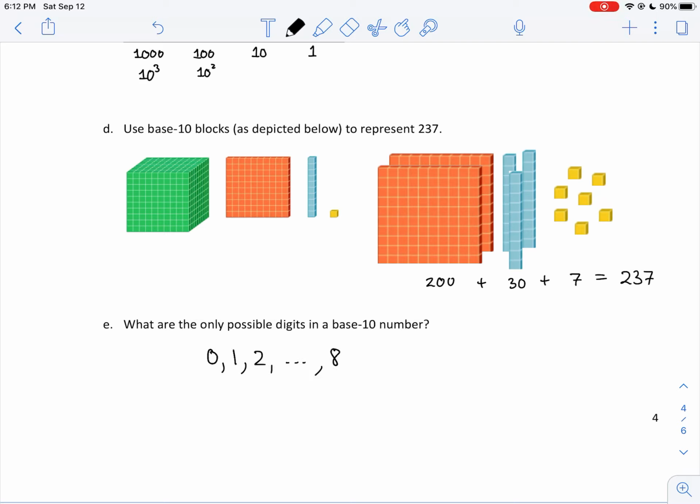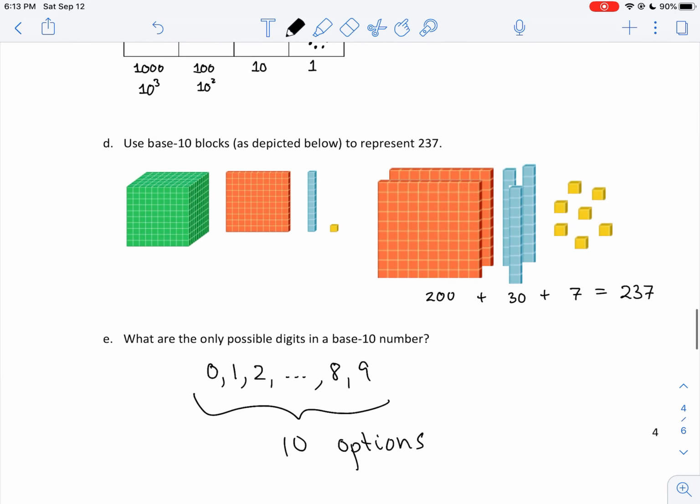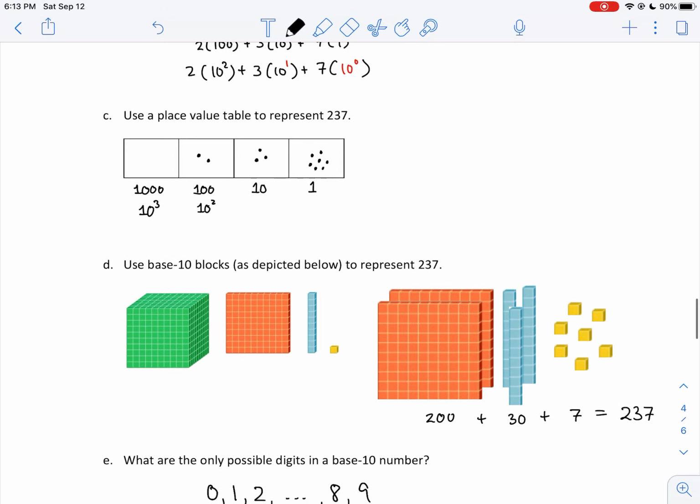I won't write them all, but that's a list of 10 options. Right, you either have no dots in a box, like we have no dots in this box, or you have up to 9. Because once you have more than 9, then you would have an explosion of the dots. They would collapse into a single dot into the box on the left of it.